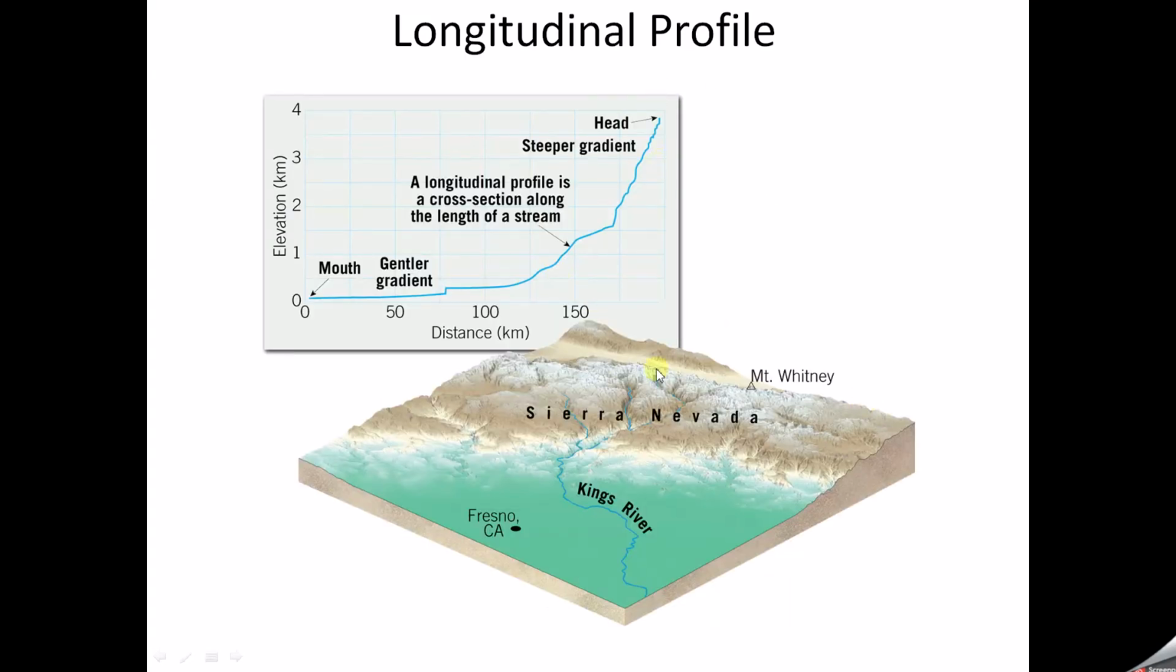Here is the longitudinal profile of a stream from the mountains down almost to the ocean, at 0. The distance runs from 0 to 150 kilometers, and the elevation is 1, 2, 3, 4 kilometers. As you come from the head of the stream to the mouth, the gradient is high at the head, and as you come down to the mouth, it gets gentler and gentler. So the whole profile is a concave-up profile.